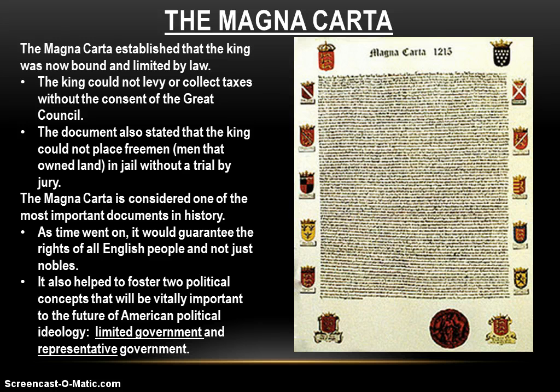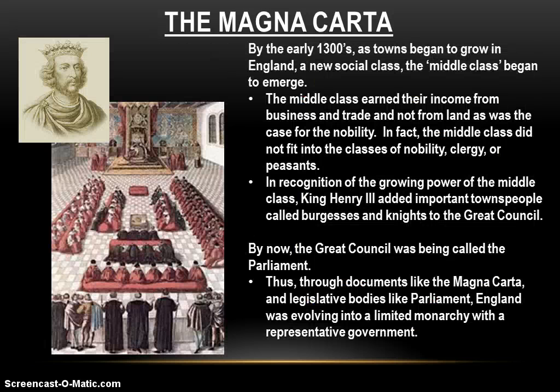Now, the Magna Carta is considered to be one of the most important documents in all of history, because as time would go on, it would guarantee the rights not just of nobles, but of all English people. And it would foster two very important political concepts that will be vitally key to the future of American political ideology, and that is limited government and representative government. The idea that government has limits, it is not all-powerful, it is bound by law, and that government should be representative of the governed, representative of the voice of the people that it governs.